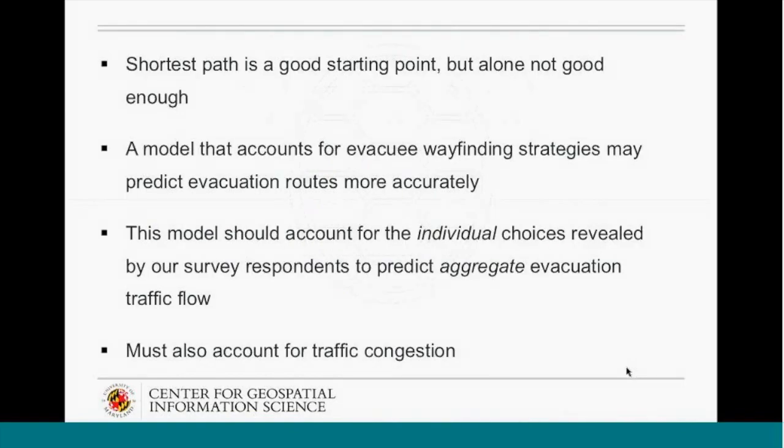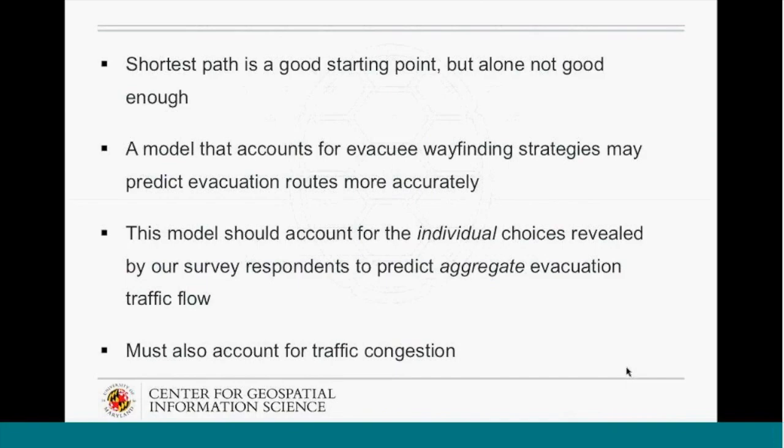So the goal here is to predict evacuation routes people take. Bottom line is that shortest path is a good starting point, but alone not enough, right? We already showed that when comparing our actual observed data to our shortest path data in those 2 maps. So when we're talking about a model, something that accounts for evacuee wayfinding strategies might be able to predict our evacuation routes more accurately.